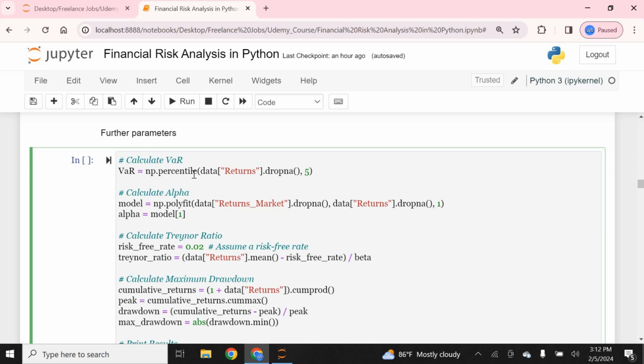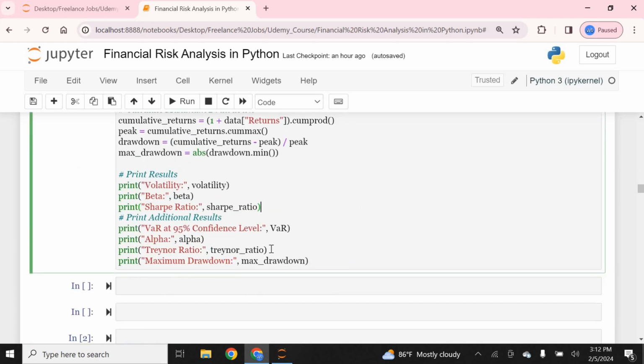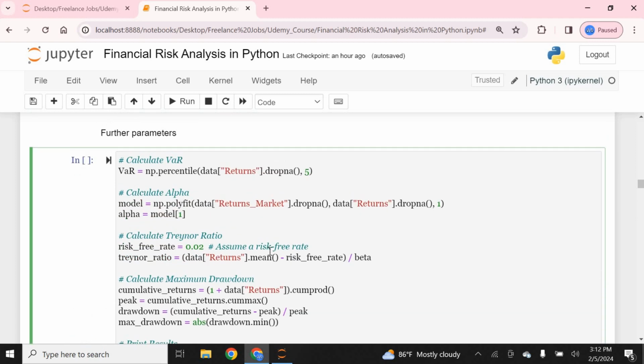So more parameters include VAR, alpha, Treynor ratio, and the maximum drawdown. These are very good parameters for us to have a robust understanding of the stock market behavior of Apple and the S&P 500. I have already written the code here so that the video will not be too long. So I'm trying to prevent that.